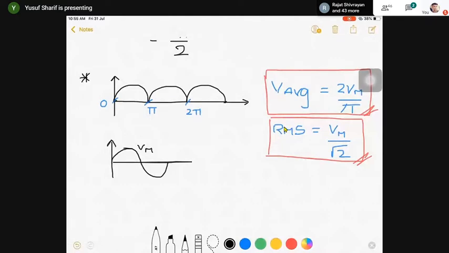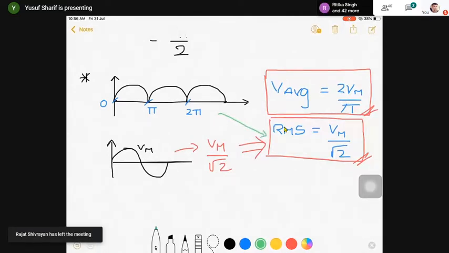Its RMS value is Vm by root 2, right? Is it Vm by root 2? The RMS value of the sinusoidal waveform is Vm by root 2, and it is the same as that of this particular waveform. Nothing but the RMS value of this waveform and the RMS value of my sinusoidal are the same. Is it so, or is there any difference?